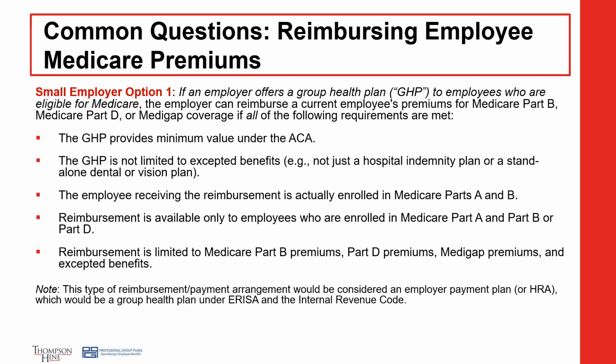So this is a type of reimbursement arrangement that would be considered an employer payment plan or an HRA, which would be a group health plan under ERISA and the Internal Revenue Code. So if an employer wants to reimburse premiums in this way, they also need to think about the rules that apply to this arrangement as a group health plan.